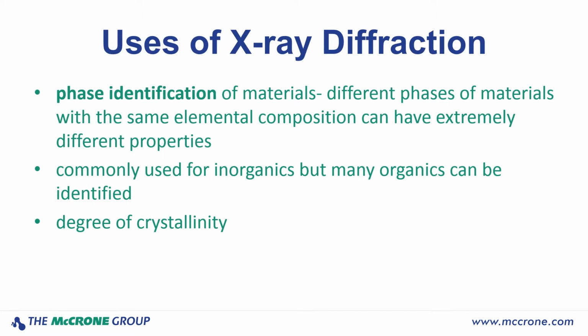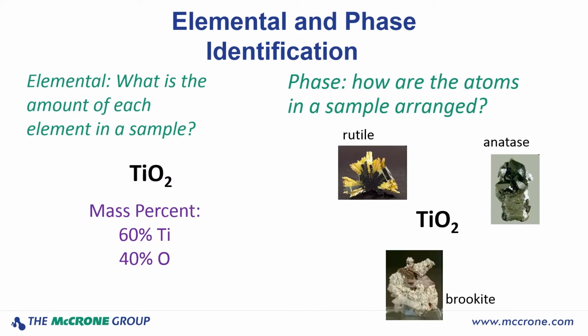So, how is phase identification different than typical elemental identification? In elemental identification, the question is, what is the amount of each element in a sample? For instance, on this slide, I have titanium dioxide. The mass percent stays the same no matter how those atoms are arranged. However, titanium dioxide can exist as at least 3 different forms. And you can see on the right side the phase, how the atoms are arranged in a sample, can show very different physical properties if you look at rutile, anatase, or brookite.